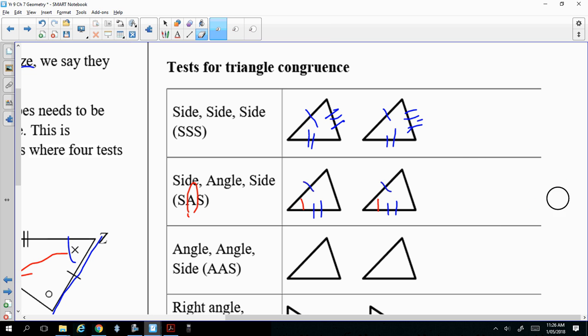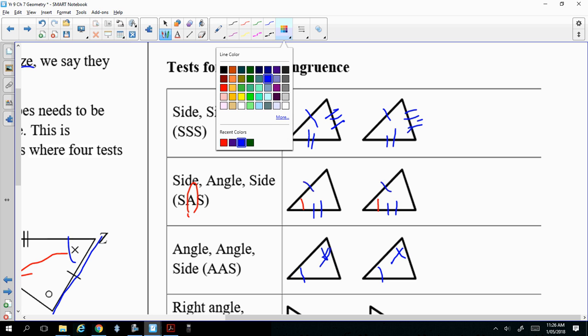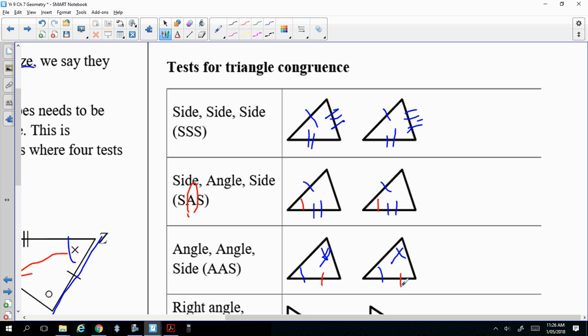Next one, AAS. What does AAS mean? Two matching angles are equal, and then one side has to be equal. So let's say we pick this side, like this. And the side could be anywhere. So these two angles are equal, these two angles are equal. Let me just write an X properly.